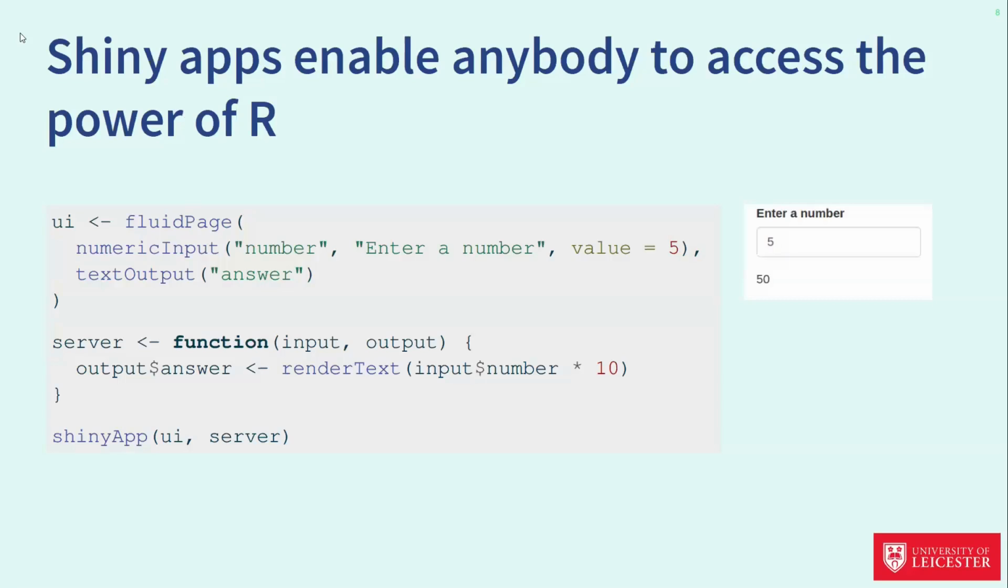Shiny apps really help in this. They enable communication between a web browser and a server running R. And so anyone can therefore access the R code. So using this really simple example, we've got a box where we can enter a number. It's then passed to the server, and the server returns the value multiplied by 10.